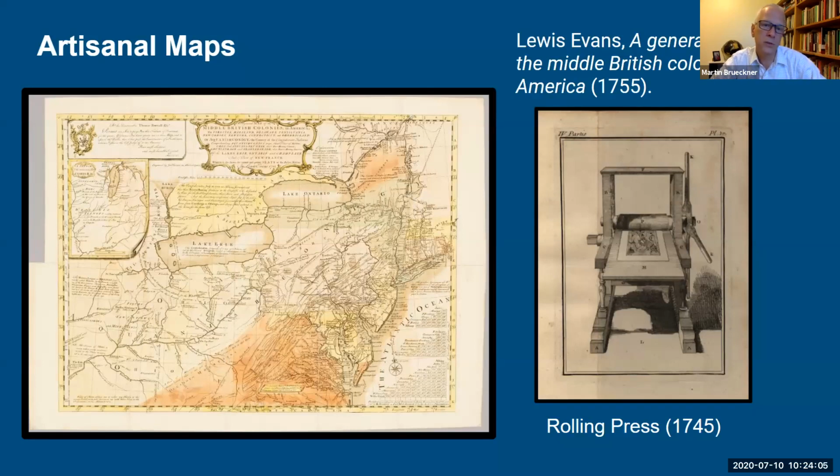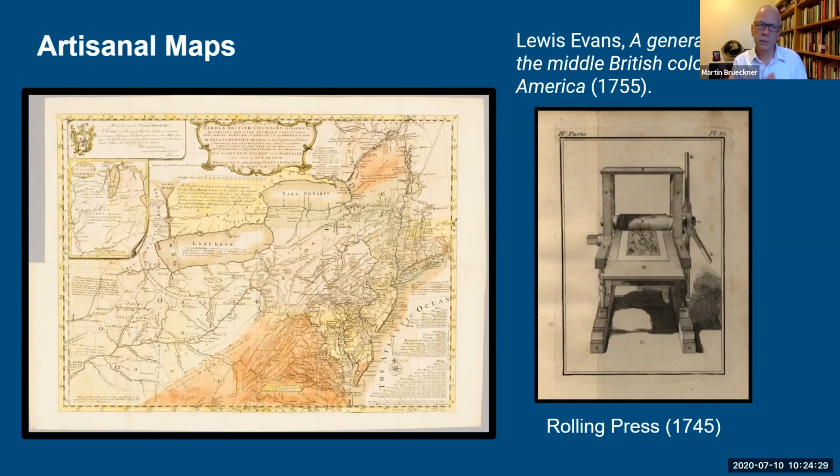And there were only two printers who had a roller printing press in Philadelphia at this point. Benjamin Franklin's shop is most likely the one that created the maps that you see on display here. But it took off. It became a bestseller, unbeknownst to him. Lewis Evans never really got to see the success of his map. He died in 1756.